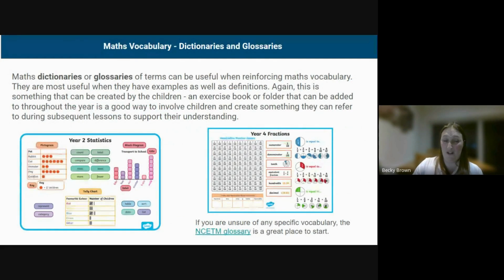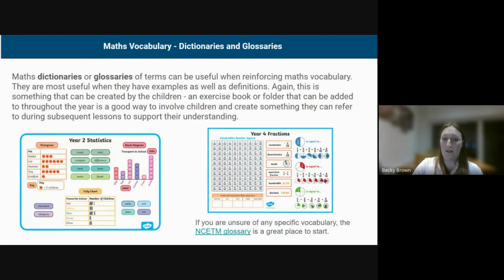Word mats are another one. Not quite so in depth. They're more about the language. You can get maths dictionaries, but they're not always particularly useful. They go out of date very, very quickly. If they're printed dictionaries, just like any dictionaries, they go out of date.